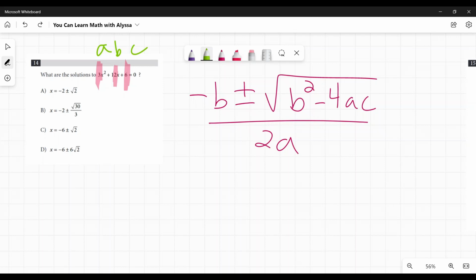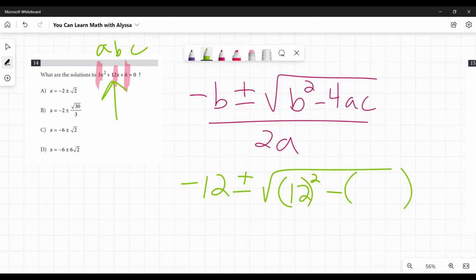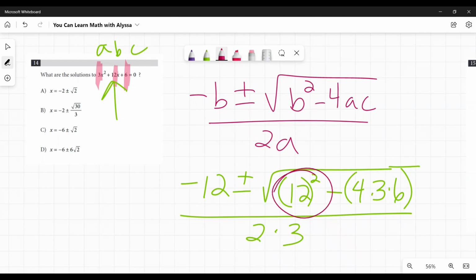Okay, so our b is a positive 12, so we're going to put the opposite of that first, which would be a negative 12, plus or minus. Again, our b is positive 12, so that goes in here, 12 squared, minus 4 times a times c. 4 times our a is 3, and our c is 6, all over 2 times a, again our a is 3. And now this is just about being very careful in your math. So inside here we have 12 squared. 12 times 12 is 144.